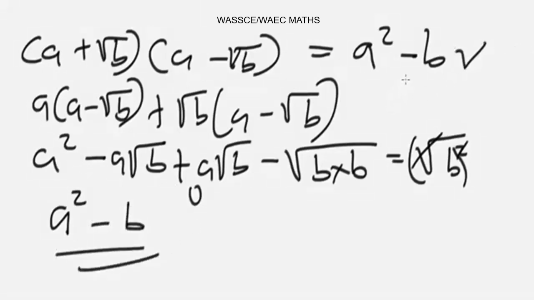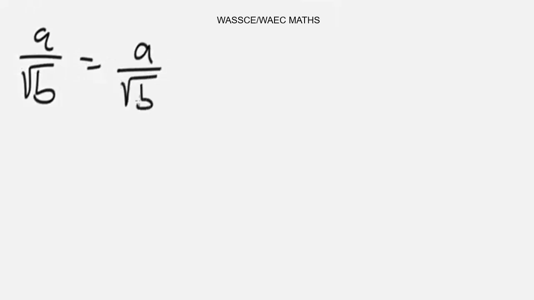Now let's look at the last rule for surds. Okay, now the last rule will involve rationalization of surds. If you have something like A over square root of B, this is something as A over square root of B times square root of B over square root of B. So that's what it will imply.